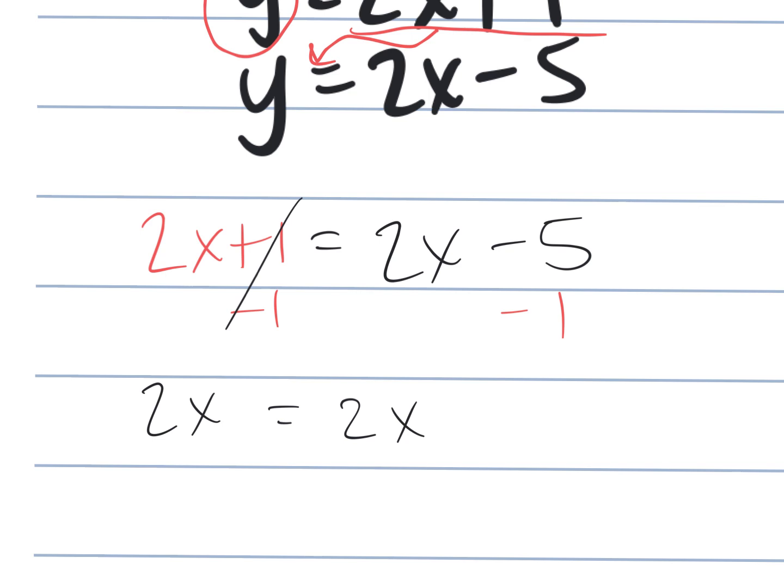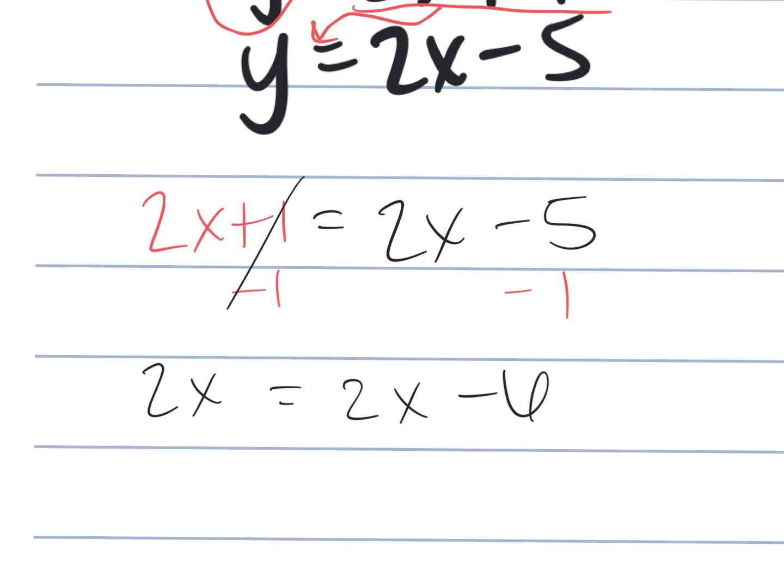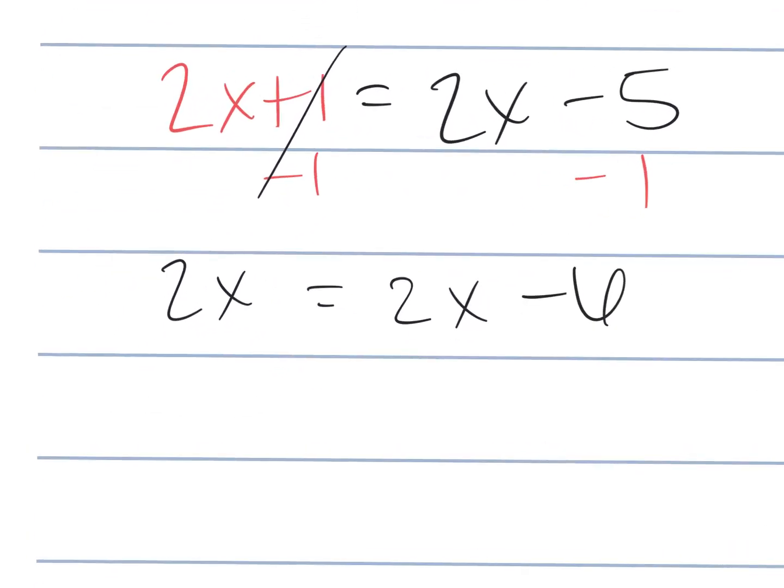And then we just have to do the negative 5 minus 1. Minus 6. Minus 6. Okay. What would you do next? Cancel out the 2x. Good. So subtract 2x from both sides.